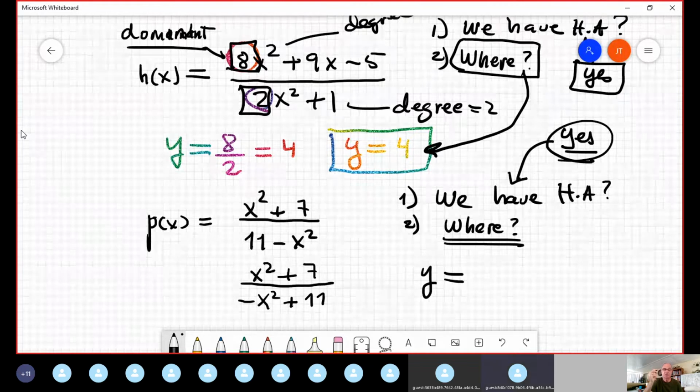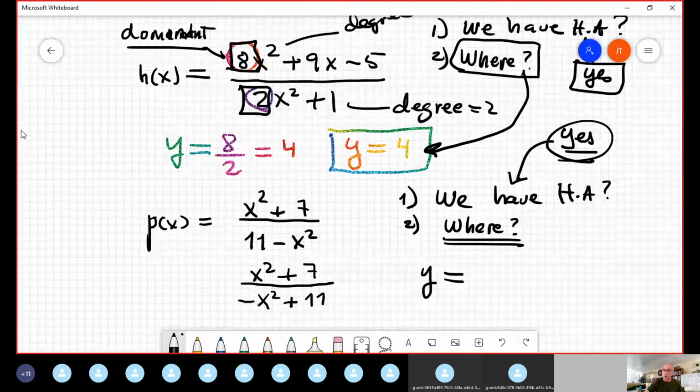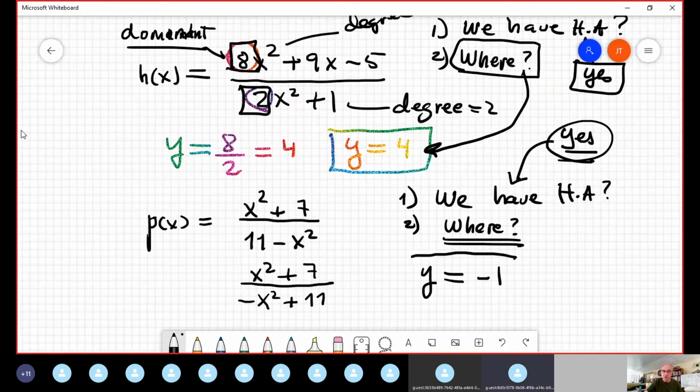What is the dominant? -1. It's the answer. Where does this -1 come from? It was the ratio, +1 and -1. So you take the dominant.